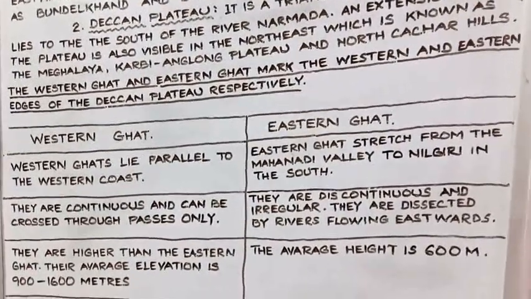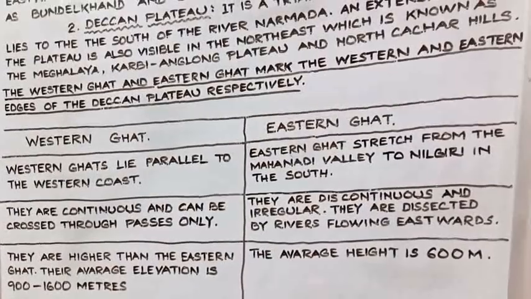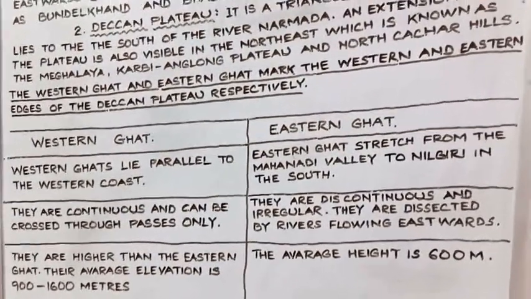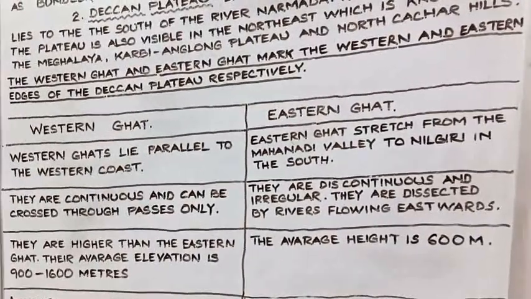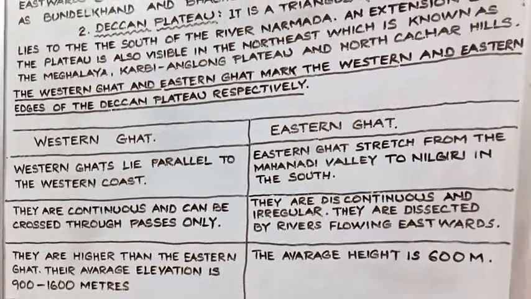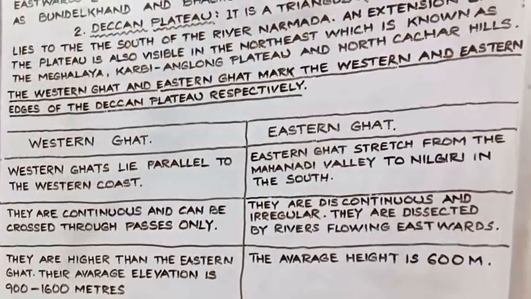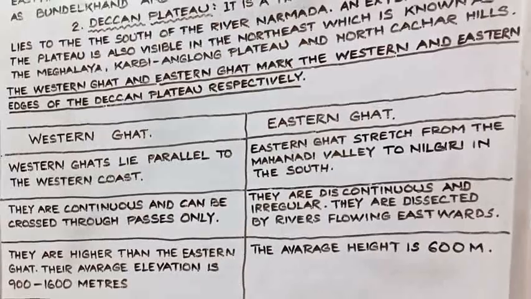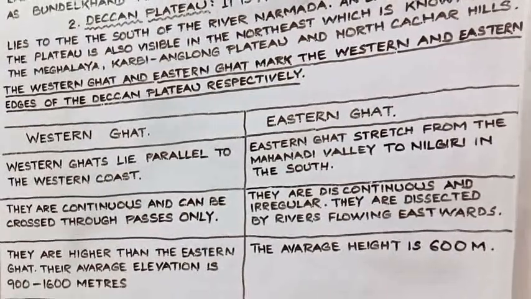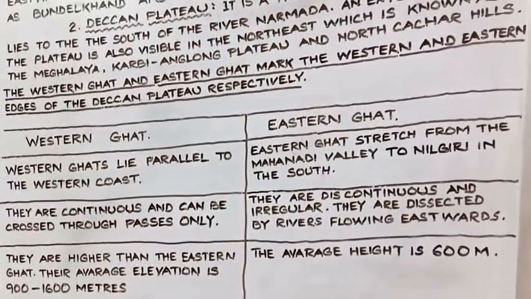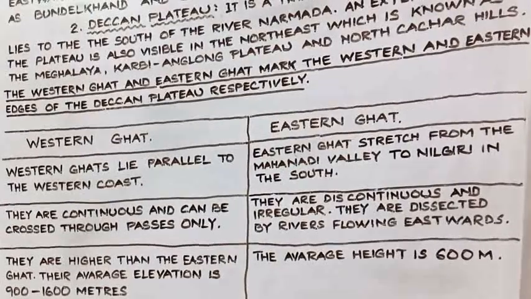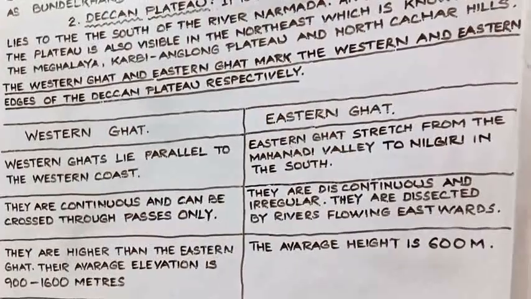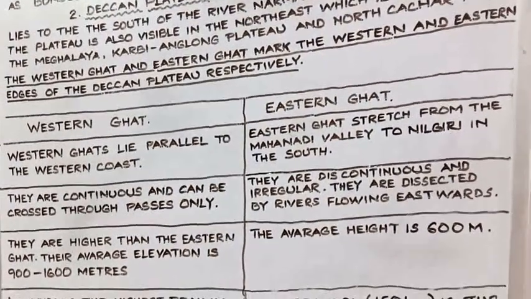The Western Ghats are higher than the Eastern Ghat, and the average elevation is 900 to 1600 meters. If you see the height, then you will see the Eastern Ghat is lower than the Western Ghat. The Western Ghat is very high, with an approximate height of 900 to 1600 meters, whereas the average height of the Eastern Ghat is just 600 meters. So one is 900 to 1600 meters high, one is just 600 meters high.